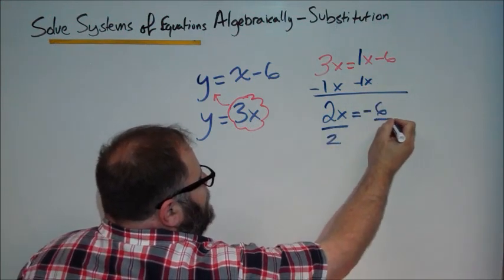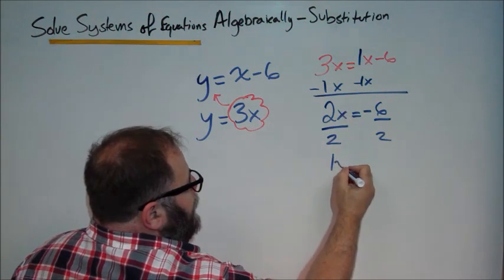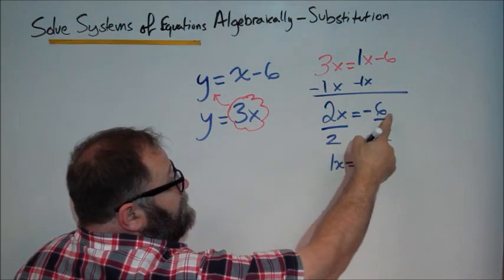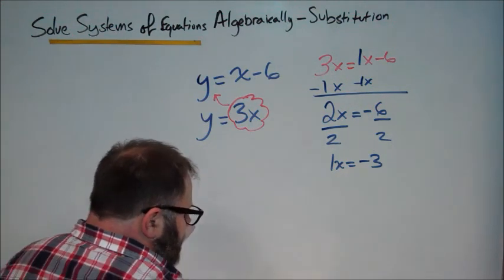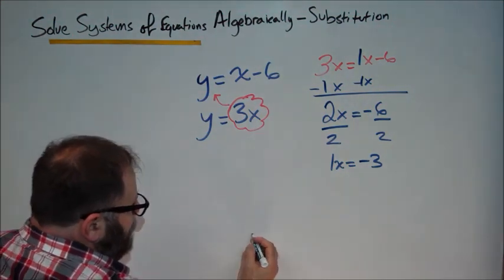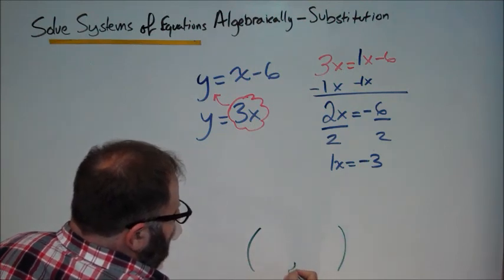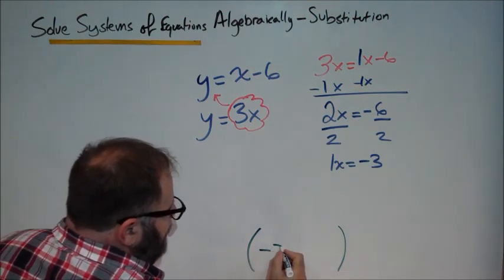Now I'm dividing by 2 because I want this to be 1x. And negative 6 divided by 2 gives me negative 3. So now I have half of my answer. So I'm going to write down here my ordered pair. I know that x is negative 3.